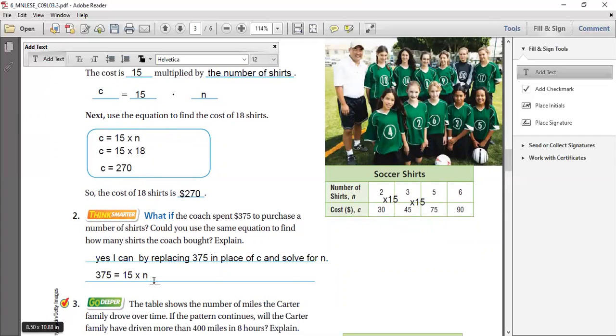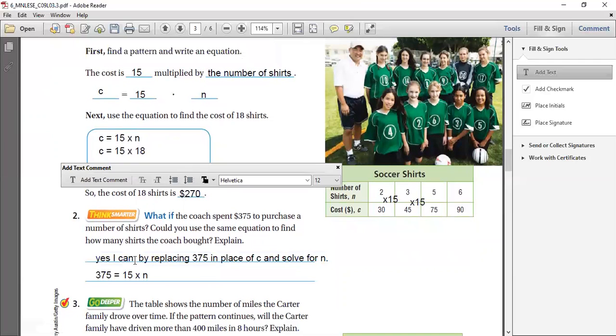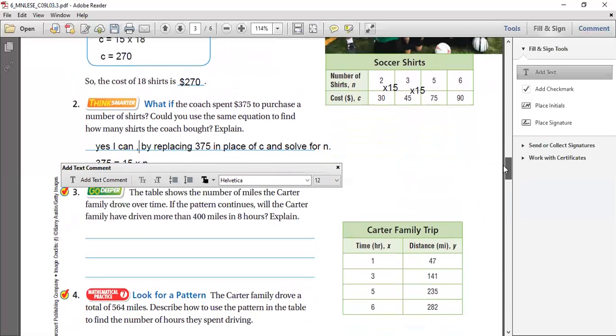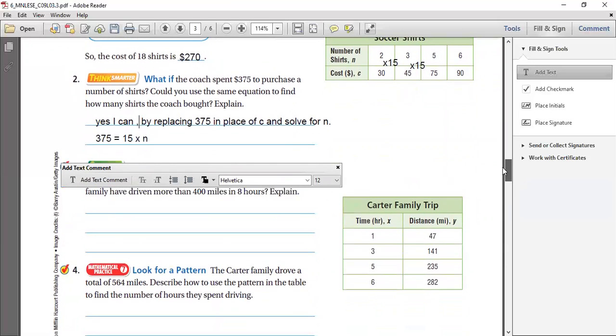So we have to find out 15 multiplied by what gives us 375. So how much do we think is going to be 15 multiplied by what's going to give you 375? You have to divide it. Okay, like 15 multiplied by what? Is it going to be 10? 15 multiplied by 10 is going to give you how much? You have to find it out, but they didn't ask you to find out. They just said, could you use? So yes, I can, by replacing 375 in place of C and solving for n. Okay, so this was a go deeper, think smarter, but they didn't want you to solve it. They just want you to only say what you will do.